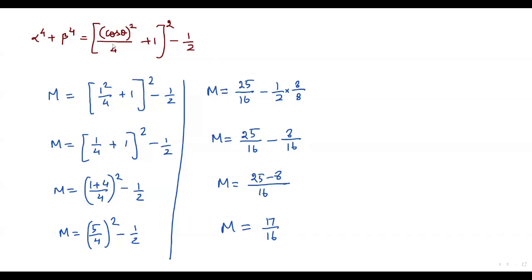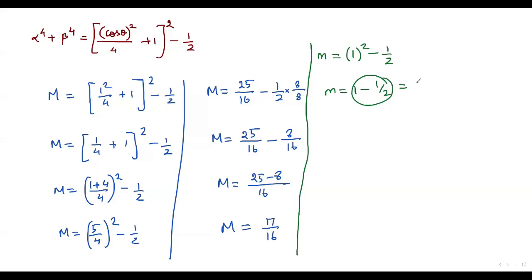Now what I have to do is get the minimum value. As we discussed earlier, to get the minimum value of this expression, I have to plug in 0 for cosine theta over here. Let me do it. When I plug in 0 for cosine theta, it will be 0 squared. 0 squared is 0. 0 divided by 4 is still 0. Then 0 plus 1 is just 1. That is 1 squared minus 1 over 2. We get M equals 1 squared is just 1. 1 minus 1 over 2, when I simplify this, I'm just getting 1 over 2. So the minimum value of this expression, alpha to the fourth power plus beta to the fourth power, is just 1 over 2. So that's the value of small m.